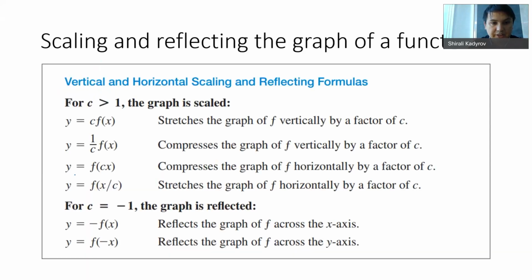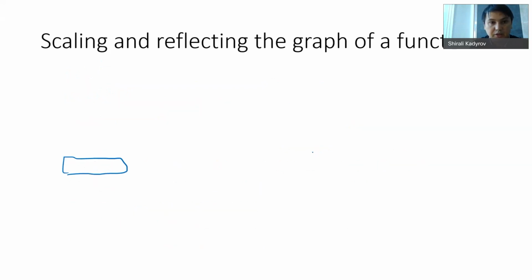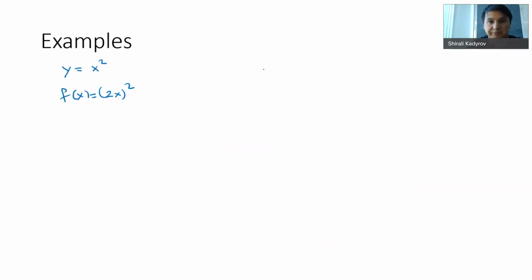So I'm doing this, right? So here's what I'm doing. So it means it's going to compress the graph. So multiply, compress the graph by a factor. So what was my original graph? My original graph was something like this, right? This was my y is equal to x squared.